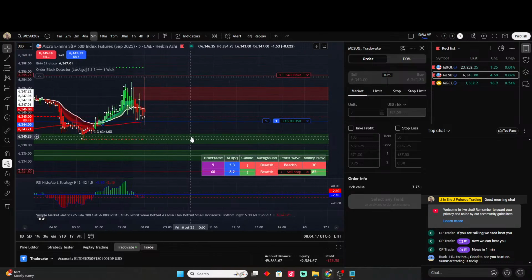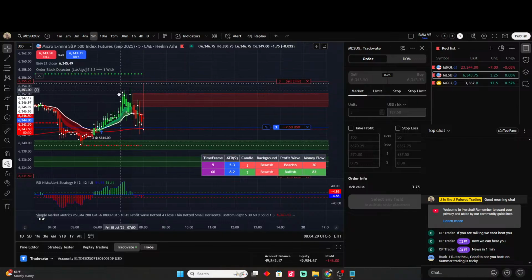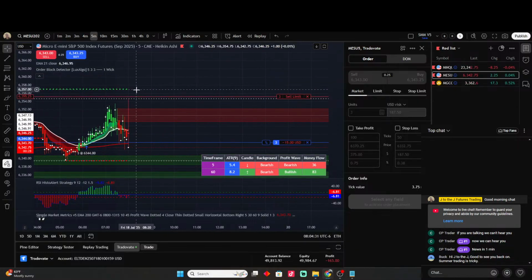Man, my MES trade, oh, that makes me mad. New spike, and then it was back to break even. But it didn't quite, look how close it was. And I was quite a ways away from the resistance up there.